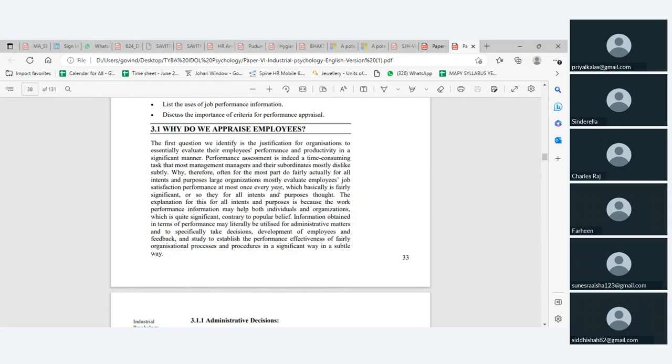So again, you can read from the book and write that way. Why do we appraise employees? Because if we do not appraise the employee, we do not know what is happening.